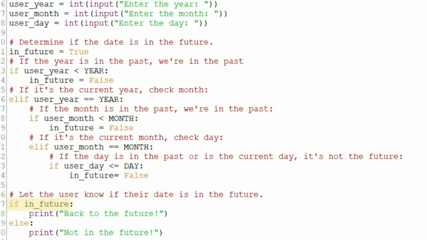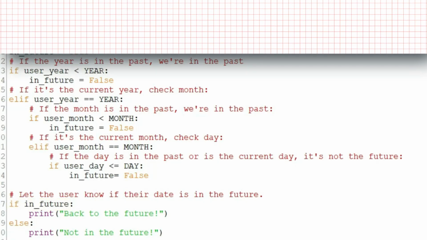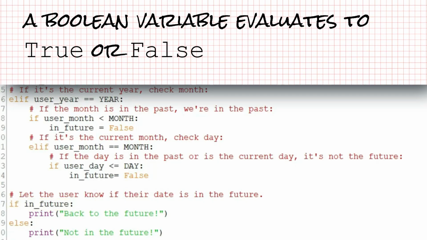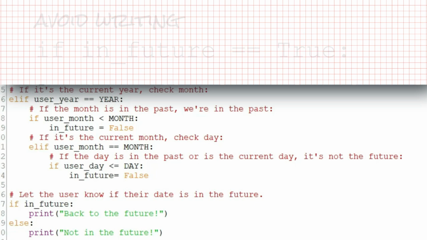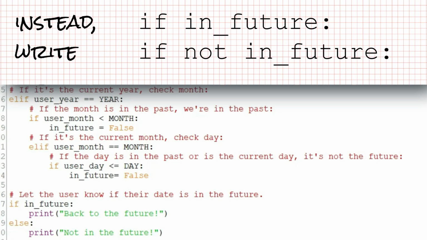After the logic, I'm checking the flag and then printing the appropriate message. Because inFuture is a Boolean variable, I only need to write if inFuture. It is a very simple Boolean expression. It evaluates to true or false. Many folks, when they're learning programming, want to write if inFuture equals true, or if inFuture equals false. This is a bad habit that you should avoid. Remember that a Boolean variable is itself a Boolean expression that evaluates to true or false. Instead of writing if inFuture equals false, write if not inFuture.